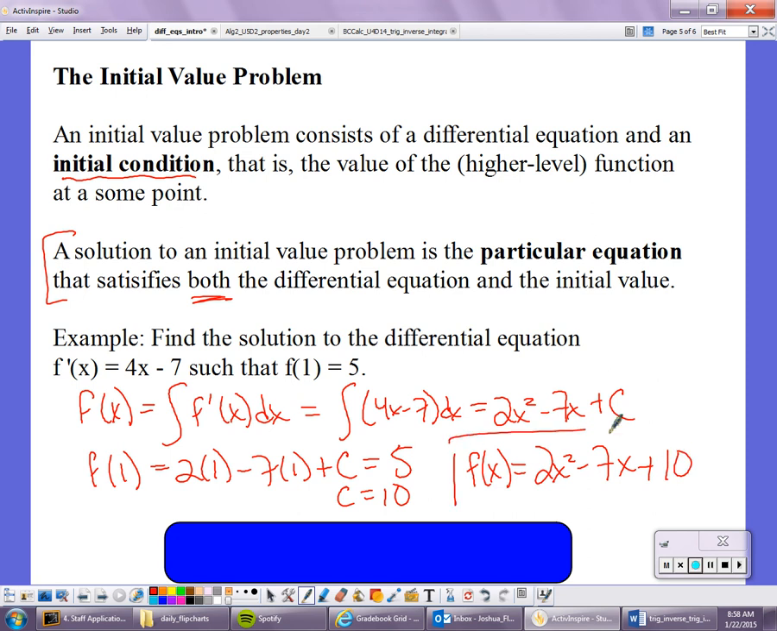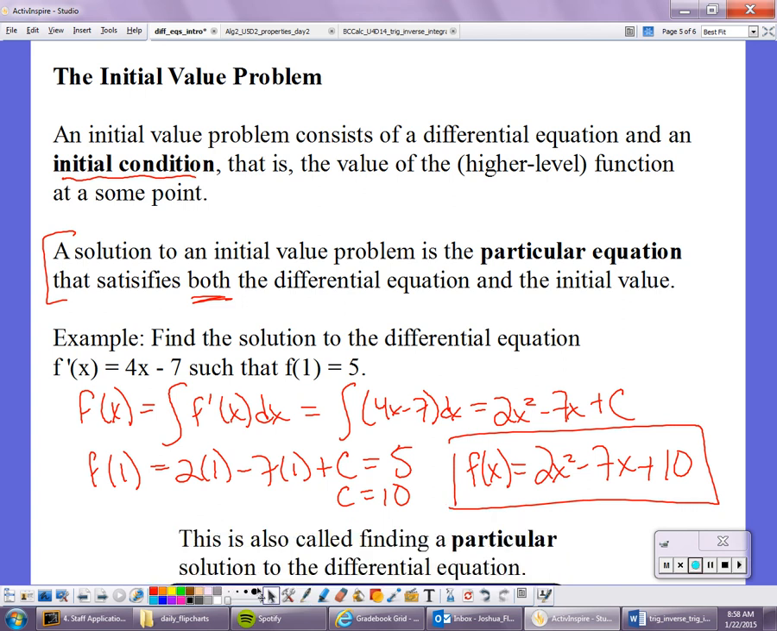And I know we've done this. We've done this under a different name. Things will get much more complicated later on, but to start with, this is just the same basic idea we've been working on. This is called finding a particular solution to the differential equation. It's the same thing as solving an initial value problem. We're finding one equation, not the family of equations, but one function that satisfies this differential equation.